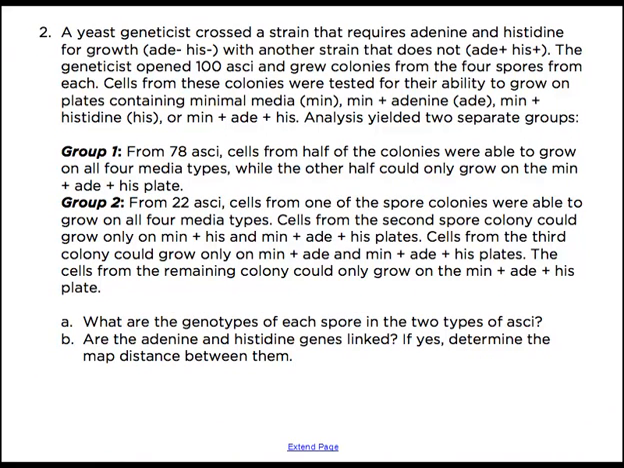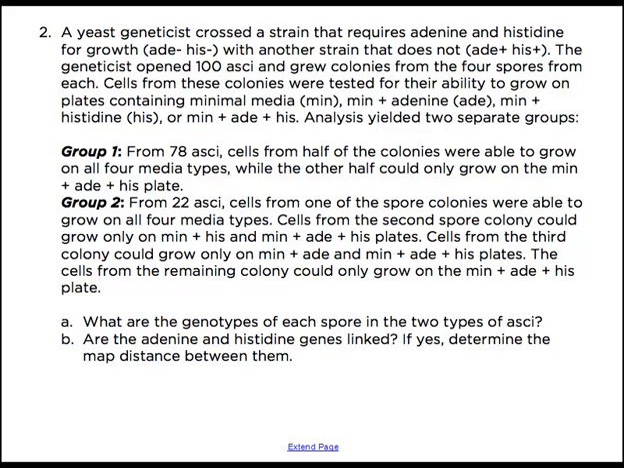Question 2. A yeast geneticist crossed a strain that requires adenine and histidine for growth, which is ad minus his minus, with another strain that does not, ad plus his plus. The geneticist opened 100 asci and grew colonies from the 4 spores from each. Cells from these colonies were tested for their ability to grow on plates containing minimal media, min plus adenine, min plus histidine, or min plus adenine and histidine.